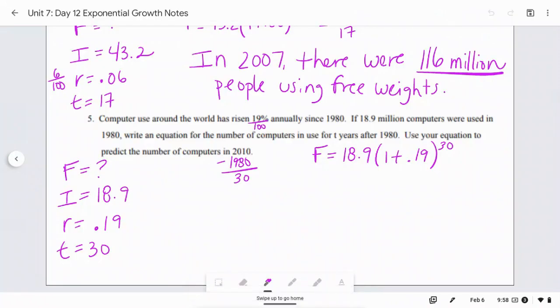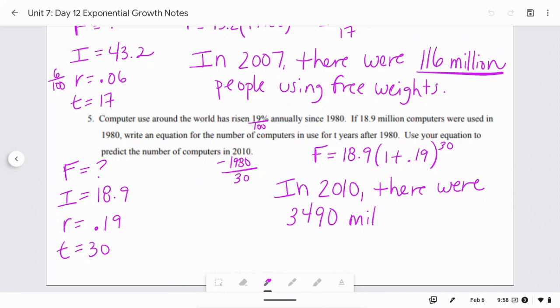So if I go back here and I write it as a sentence, I would say in 2010, there were 3,490 million computers.